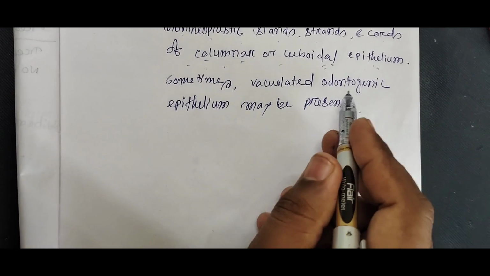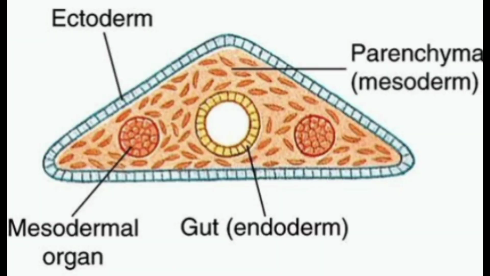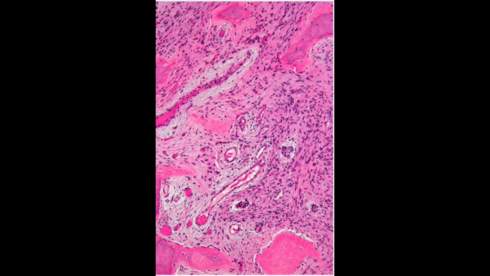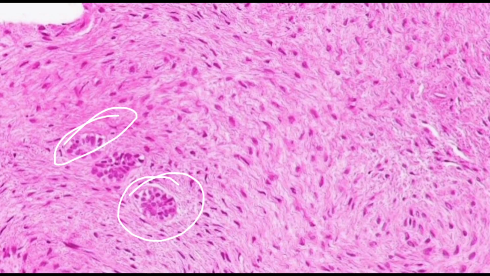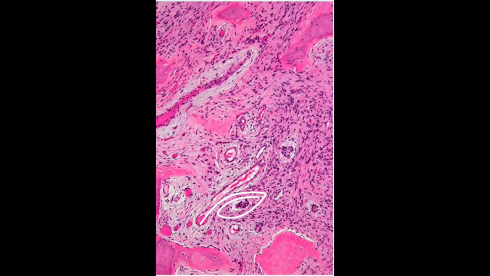Sometimes there may be vacuolated odontogenic epithelium. Actually, what is the parenchyma tissue? See in the figure. This is the parenchymal connective tissue. See in the histological figure of peripheral odontogenic fibroma. This is the parenchymal connective tissue. There are also cords, strands, islands of columnar or cuboidal epithelium. There may be vacuolated odontogenic epithelium.